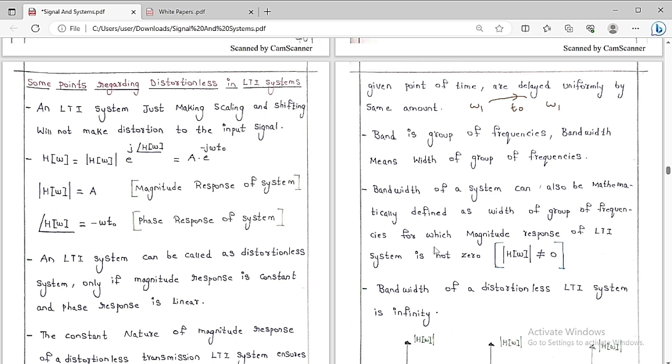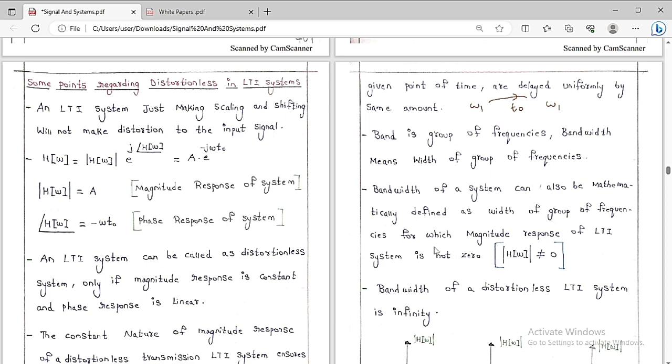Band means it's a group of frequencies or collection of frequencies, and bandwidth means the width of the group of frequencies. So what is the meaning of band? Band is nothing but a group of frequencies or collection of frequencies, whereas the bandwidth is the width of the group of frequencies, or the width of the collection of frequencies.